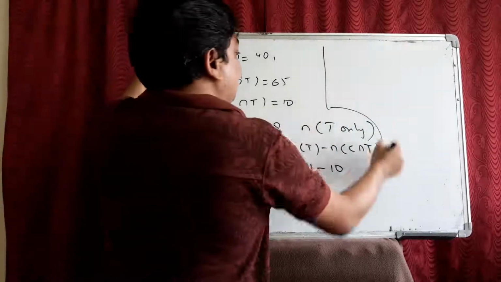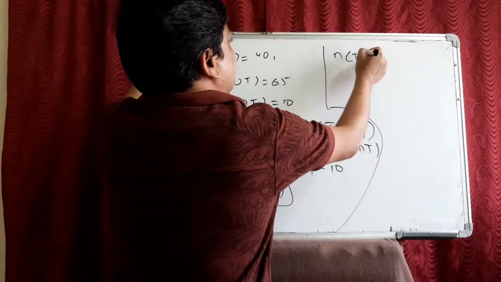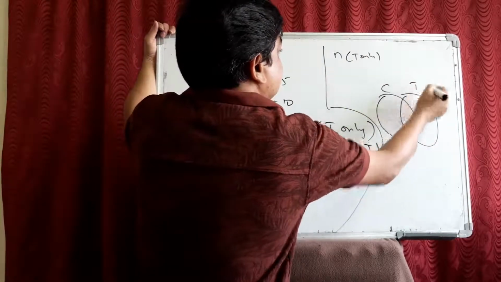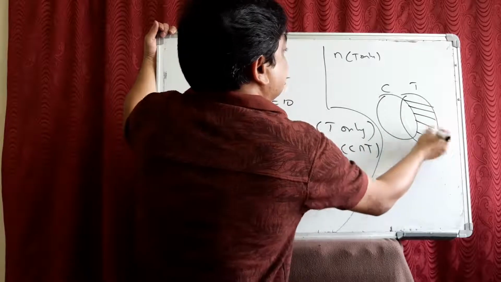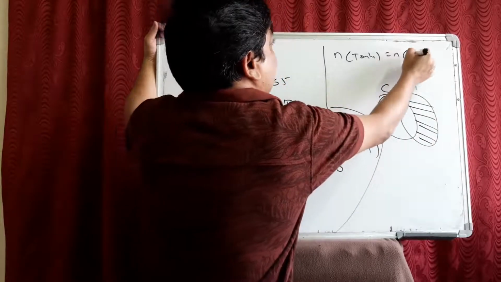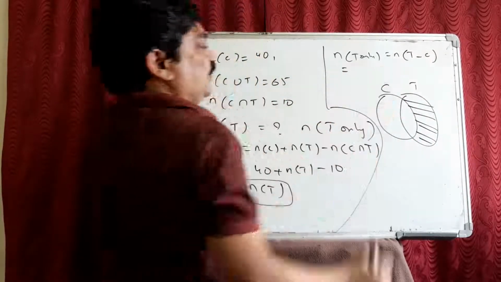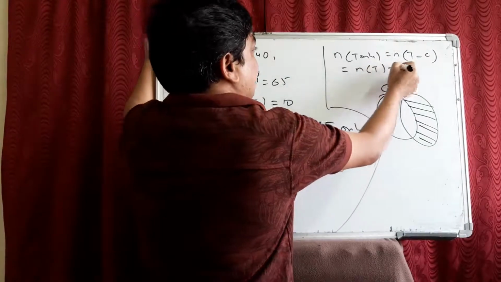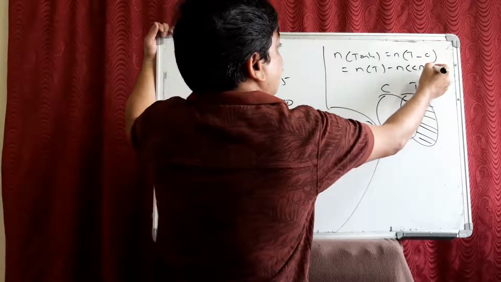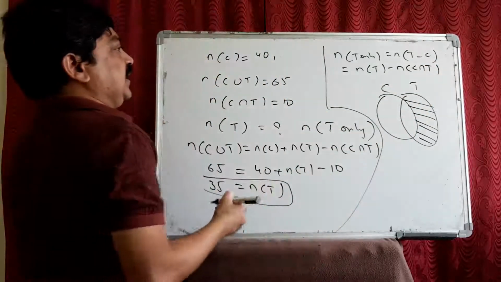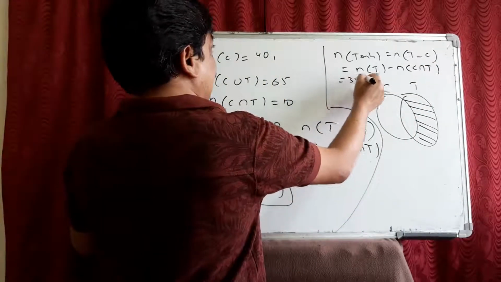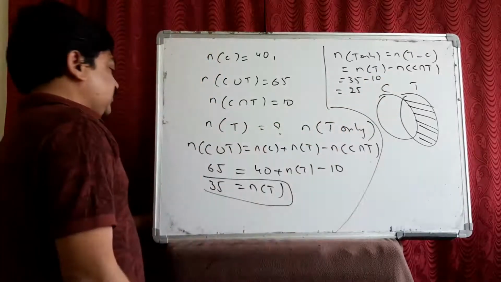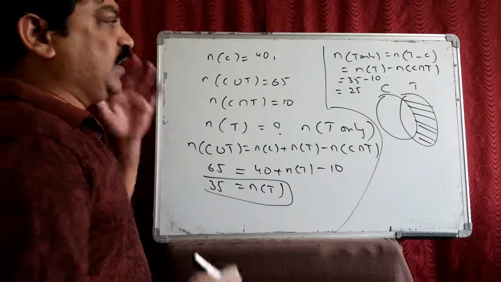Then what about n of T only? N of T only, I'll tell you. See, this is cricket and this is tennis. Tennis only is this. This you can write as n of T minus C. To get that, what should we do? From T, you have to eliminate the common things of C and T. That means from 35 you have to remove 10, which are common. This is 25.